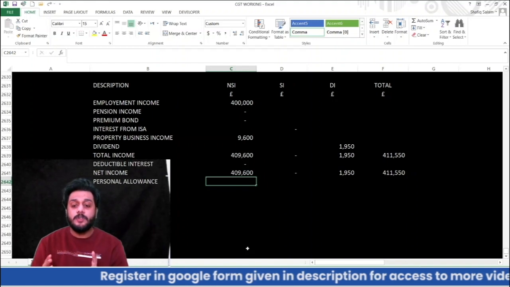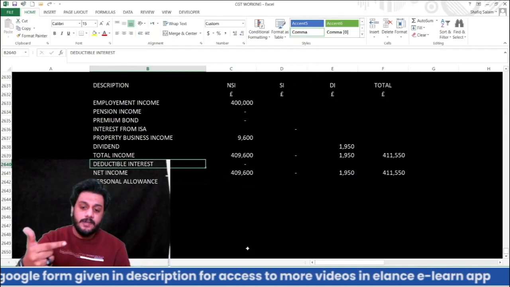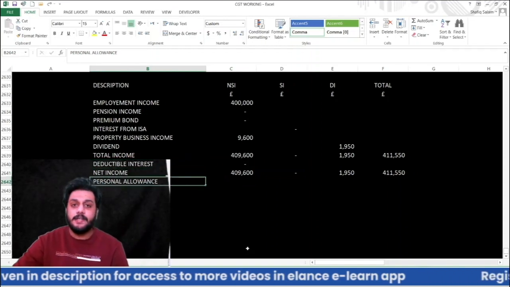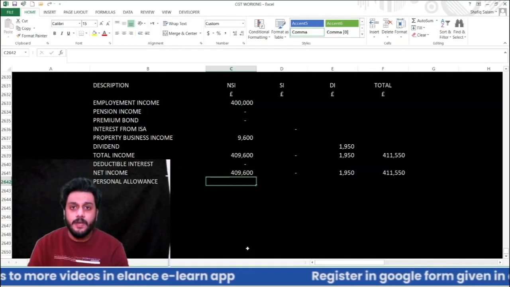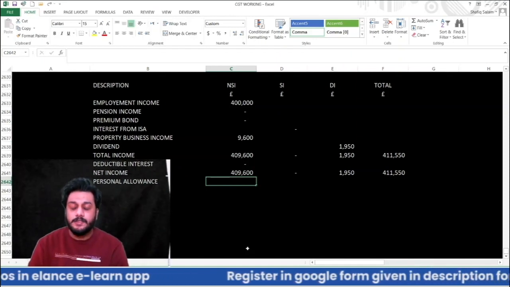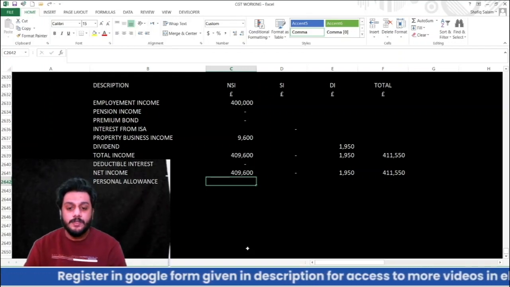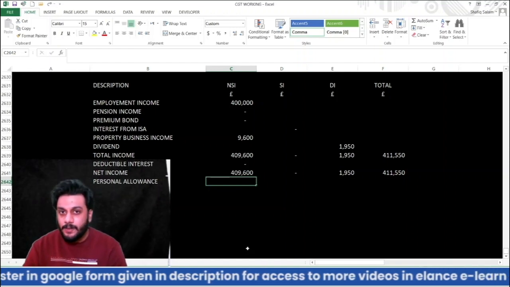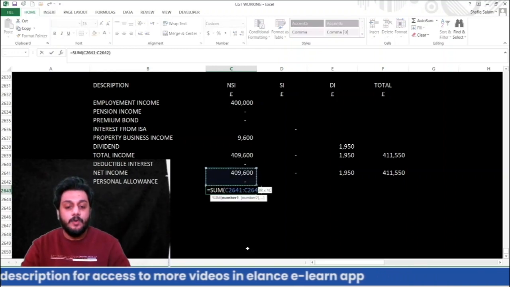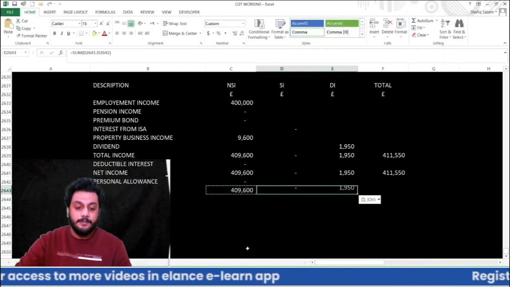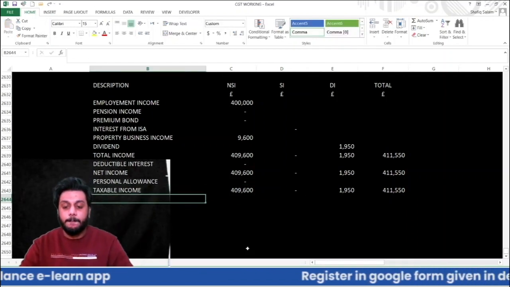Okay, so you are not supposed to deduct the personal allowance from total income. That's why I deducted deductible interest first, then converted it into net income. Then I deducted the personal allowance amount. Otherwise, it is wrong because you are supposed to deduct the personal allowance from net income only. So that's why I converted it into the net income part. Then I made the personal allowance line and put it 0 since the amount of net income is more than the limit, right? Yeah. So I got the taxable income.